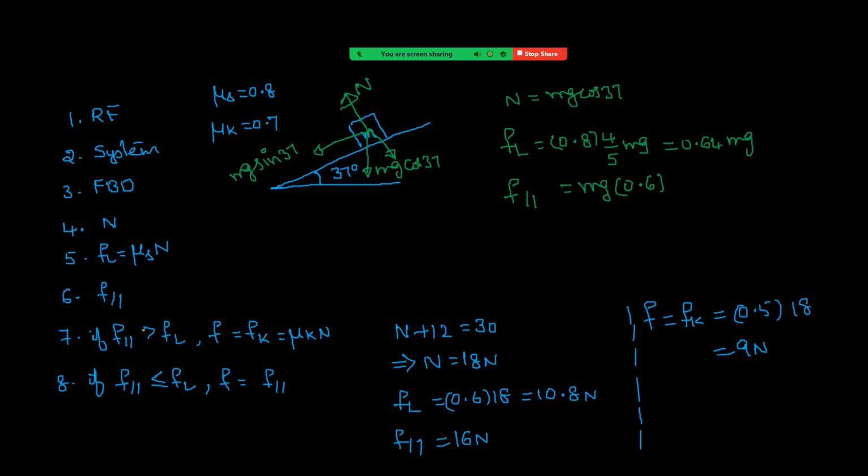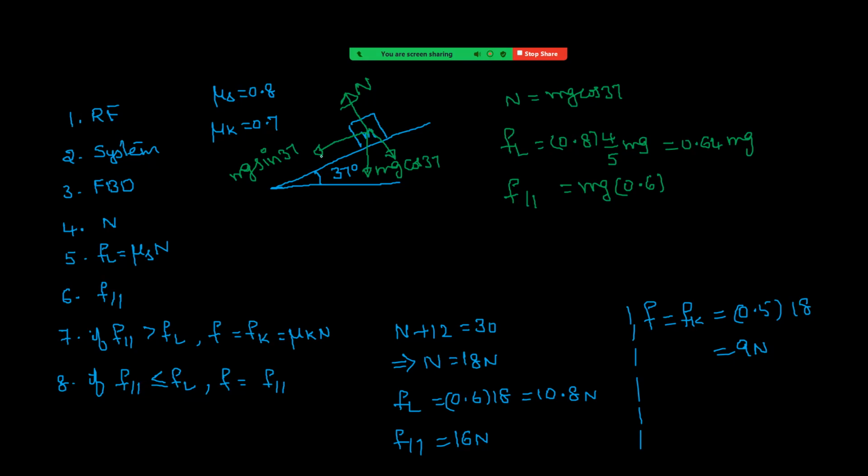Right. Next step: if F parallel is greater than F limiting, then the block moves. See carefully. Here F parallel is 0.6 times mg, and F limiting is 0.64 times mg. So F limiting is more. So the condition is F parallel less than or equal to F limiting, then frictional force equals F parallel. Only modulus values here, get the point. So this condition is satisfied. Therefore, the block does not move.